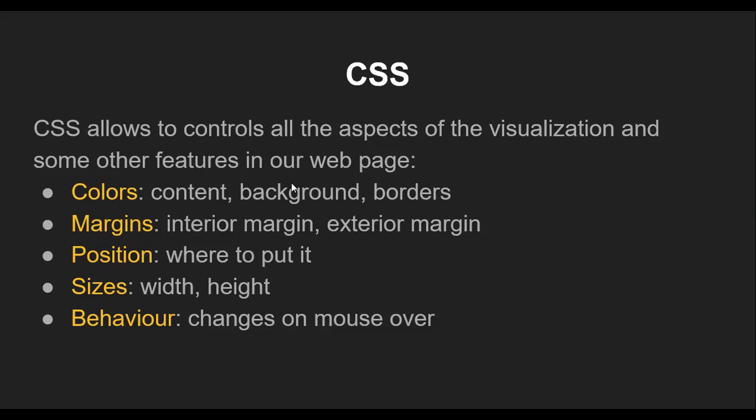You can change the background color of your web page. You can add colors to your borders. You can add border colors to your elements on your web page. You can also give margin to your web page. You can position elements anywhere you like on your web page using CSS. And you can also change the width and height of an element with CSS. You can also change the mouse over effects on your web page using CSS.